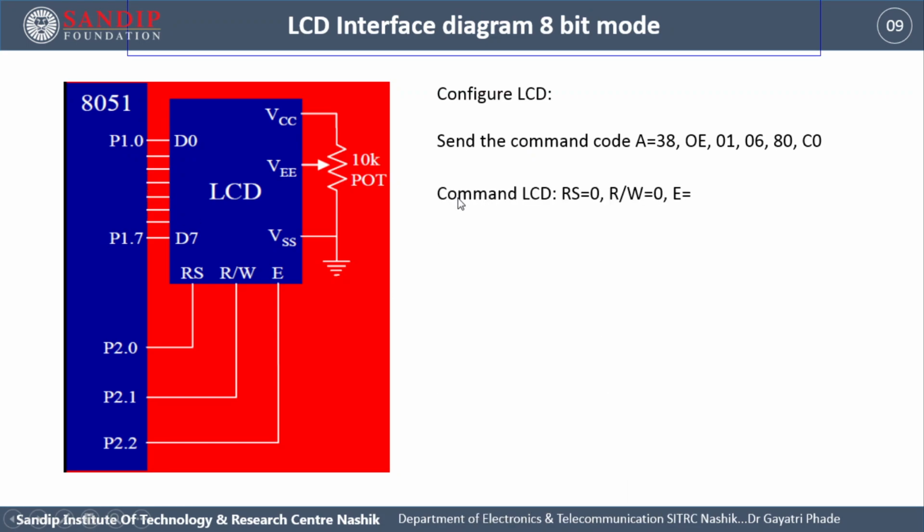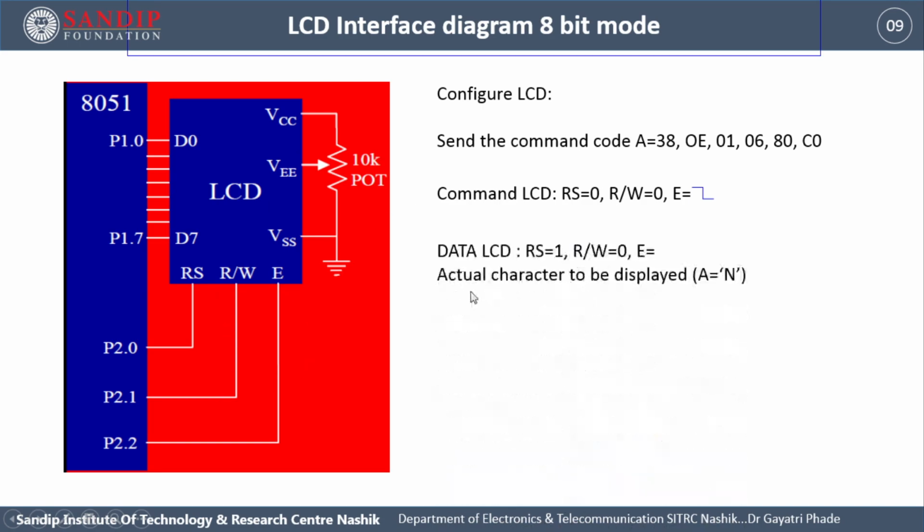Next, we are giving the commands: RS equal to 0 to tell the LCD that it is a command. Then read/write equal to 0, that we are writing the command, and next we have to give a high to low pulse to enable, or to latch, the command we have sent.